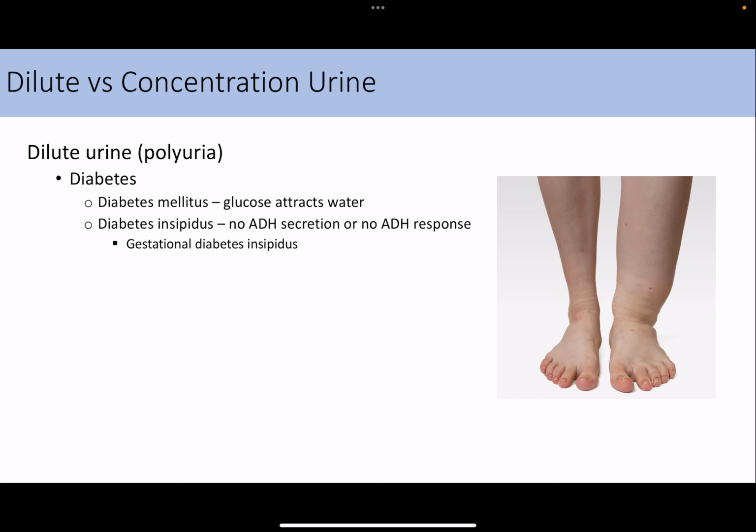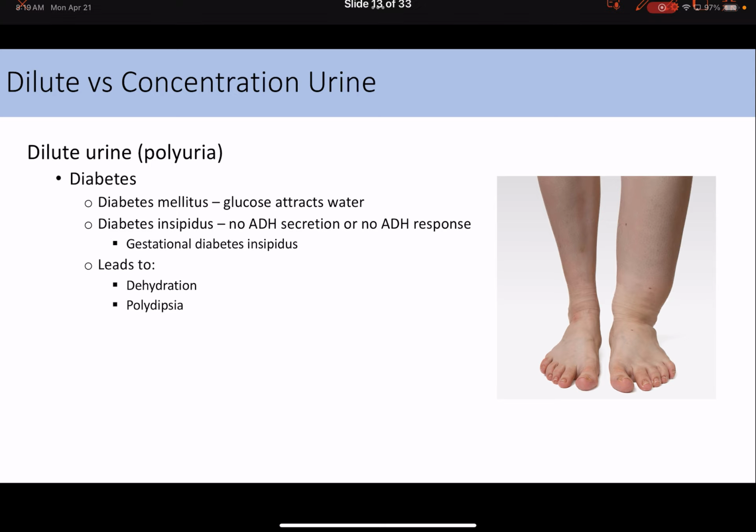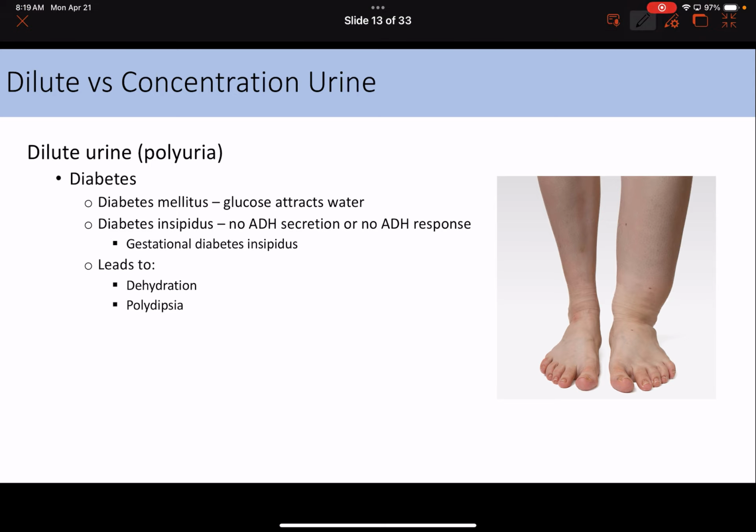Diabetes insipidus is more common gestationally, where you can have it during pregnancy, and then usually it'll go away. But having polyuria can lead to dehydration because you're getting rid of all of that water in your urine and you're not reabsorbing it back into the blood, and polydipsia. Does anybody remember from your diabetes critical thinking assignment what polydipsia means? Excessive thirst, yes.